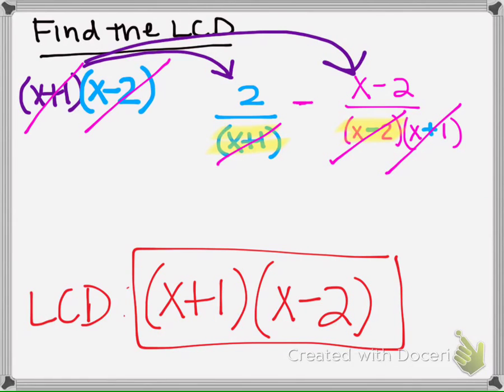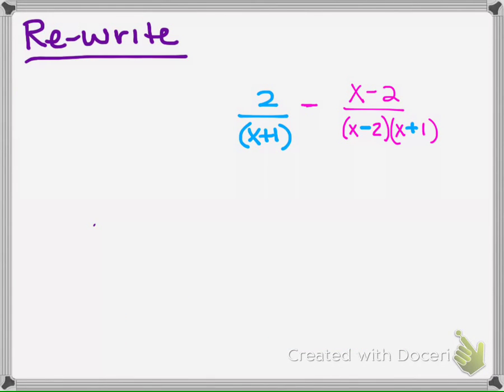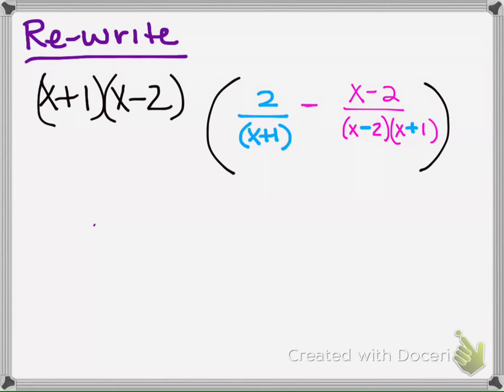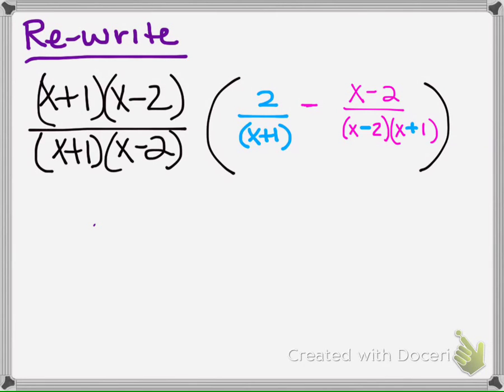Now let's go ahead and rewrite the problem with the common denominator. To rewrite it, we're going to take our common denominator, which was x plus 1 times x minus 2. And remember, we're really multiplying by this whole thing, because this equals 1. So you're essentially multiplying 1 to everything.